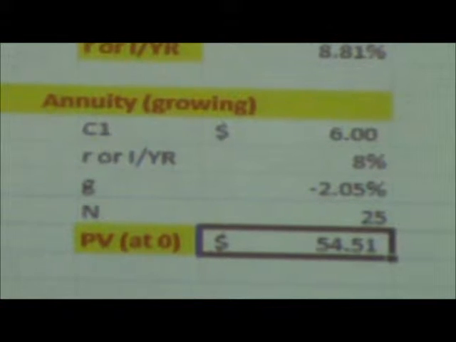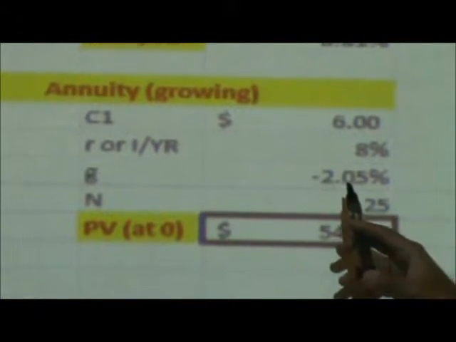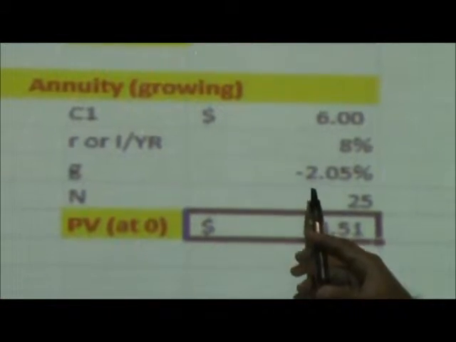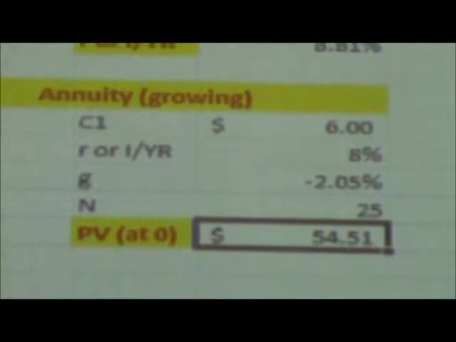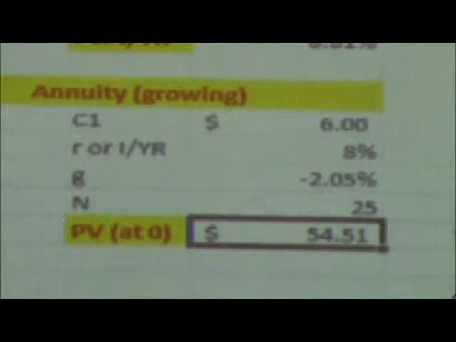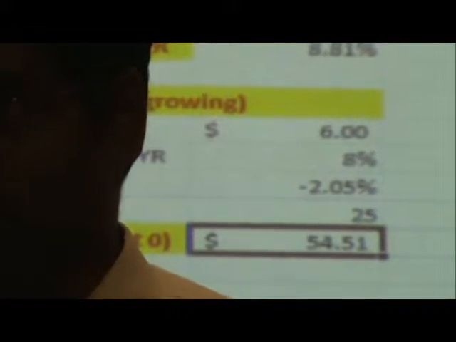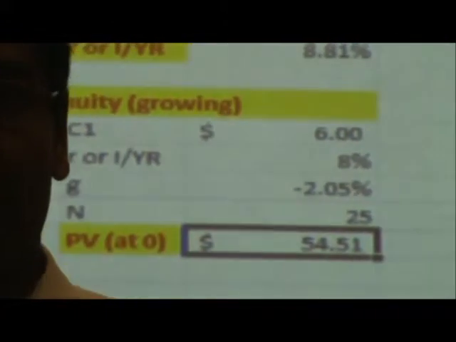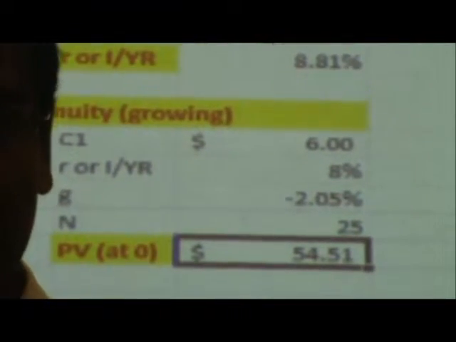So question for you, can G be negative? The answer is yes. It's only R that cannot be negative. R is the interest rate, so that is the one that cannot be negative. But G can be positive or negative. The only thing that you want is R should be bigger than G, because you are subtracting R minus G. Okay, so that's the only thing that you need to keep in mind.